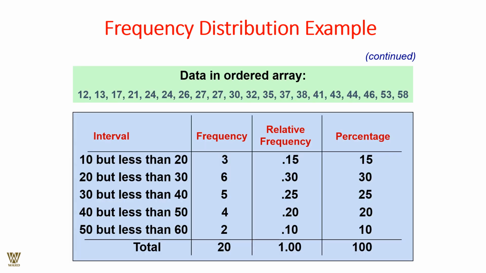And this is how it will look: an interval of 10 but less than 20, an interval of 20 but less than 30, an interval of 30 but less than 40. That is what we are looking at. The frequencies being 3, 6, 5, 11, then the relative frequency, and the cumulative percentage. And that is what has been meant.